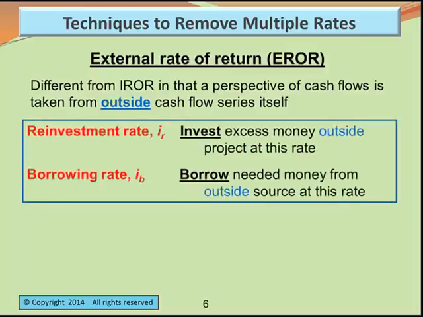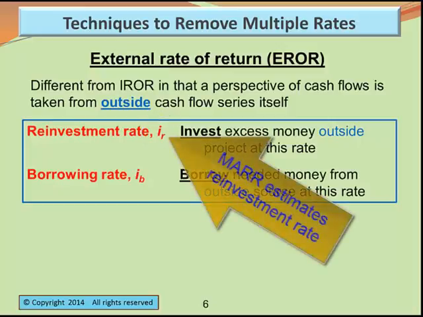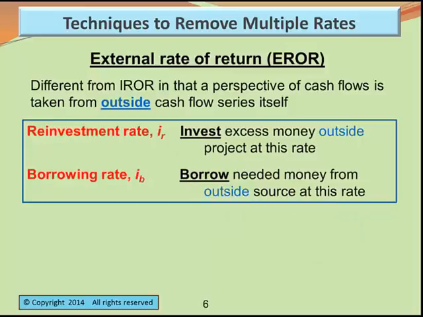Here are two important rates. These are both outside the series itself. They are the reinvestment rate, i_R, and the borrowing rate, i_B. As shown here, i_R is the expected rate on leftover cash, that is, excess money at the end of each year of the project. The MARR is commonly used as the reinvestment rate, i_R. If borrowing is necessary, i_B is the cost of money for outside funds.